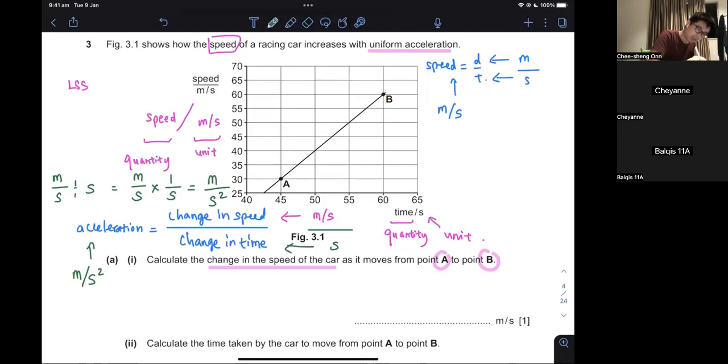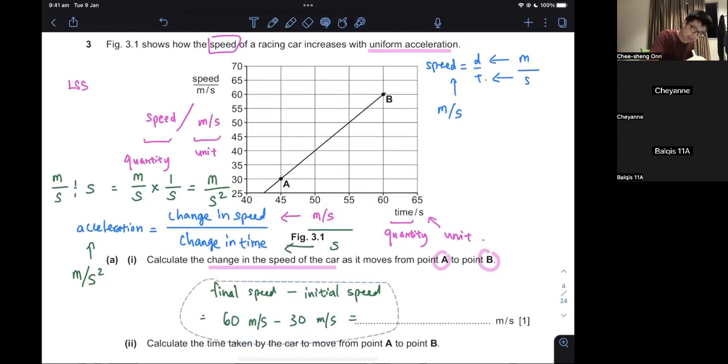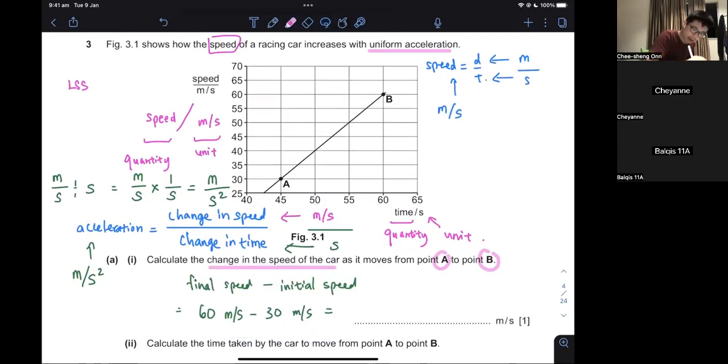So the change is final speed minus initial speed. Final means at the end, initial means at the start. So the final speed is 60 meters per second, and the initial speed is 30 meters per second. When I do physics, I love to write down the units so that I can see exactly what is going on. As I mentioned, it's like 60 oranges minus 30 oranges. I'm going to get something oranges. On your calculator, it should give you 30 as well.